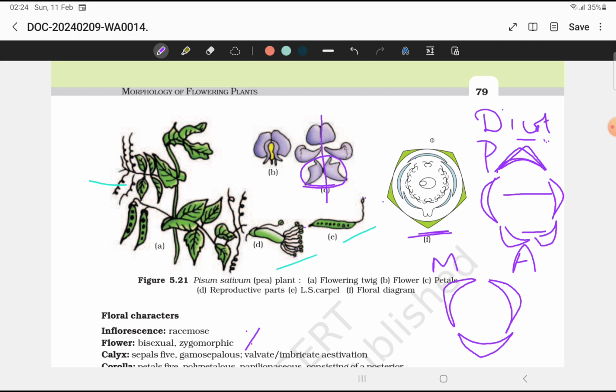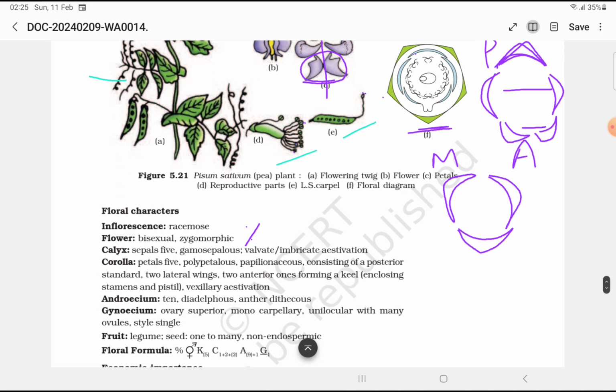And when you talk about the calyx or the diagram, in case they put it upside down, it may go wrong, and so this is the condition. So just be aware of this. And when you talk about the vexillary aestivation, we just discussed, and then the next thing is the androecium.